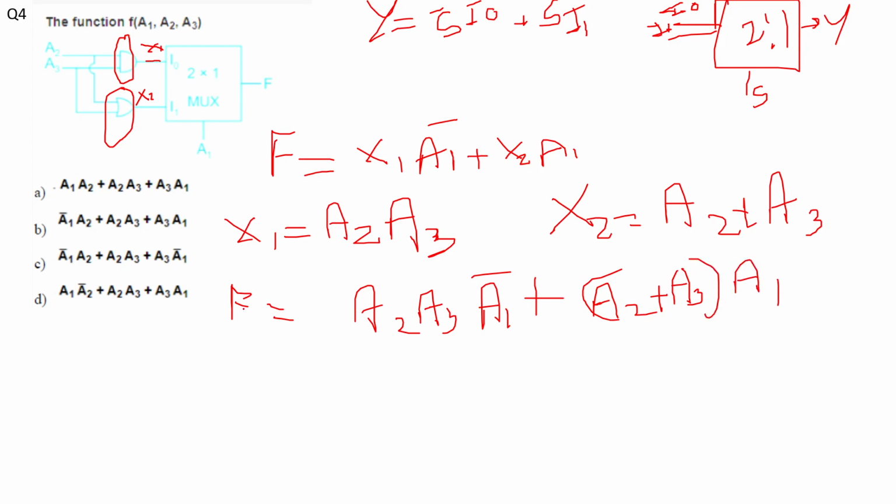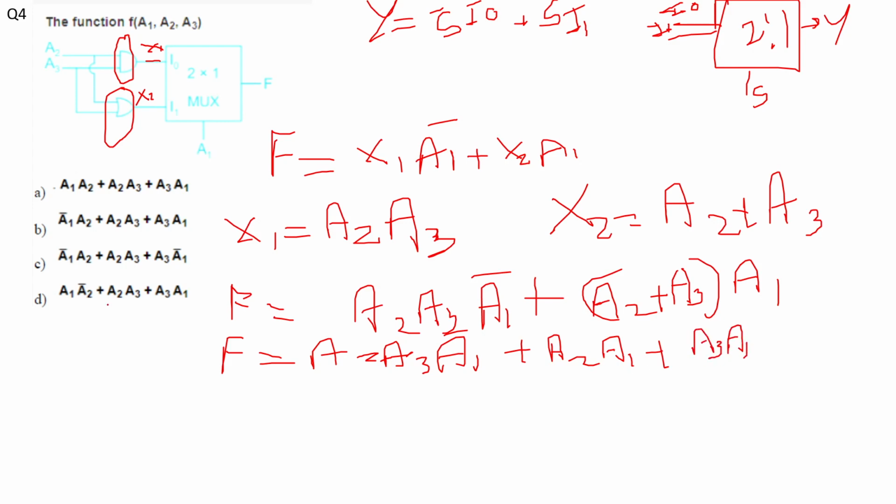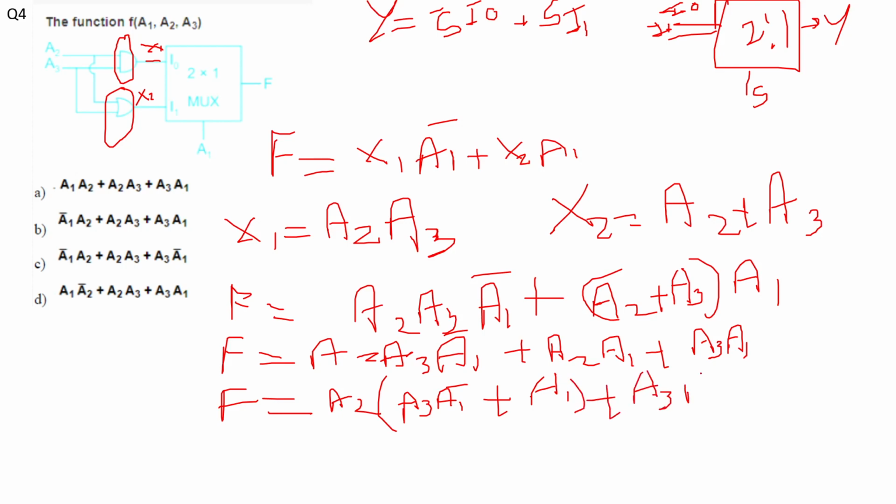times a1. So F is equal to a2 a3 a1 bar, plus a2 a1 plus a3 a1. So we have to minimize it. As you can see, options only have two letters in these terms, so we have to see if we can minimize it. The common term between these two terms is a2. So inside we will have a3 a1 bar plus a1 times a3 plus a3 a1, and here you have a1 plus a1 bar times a3.